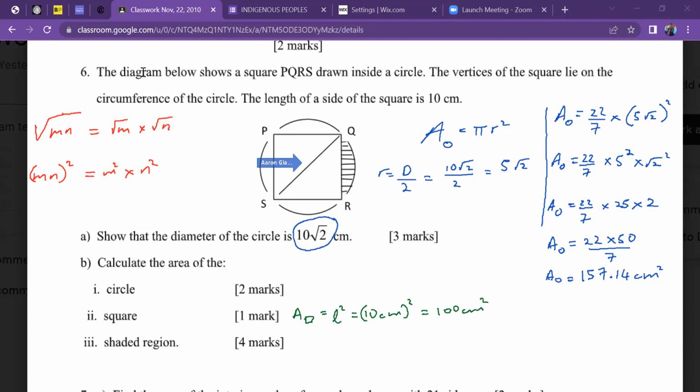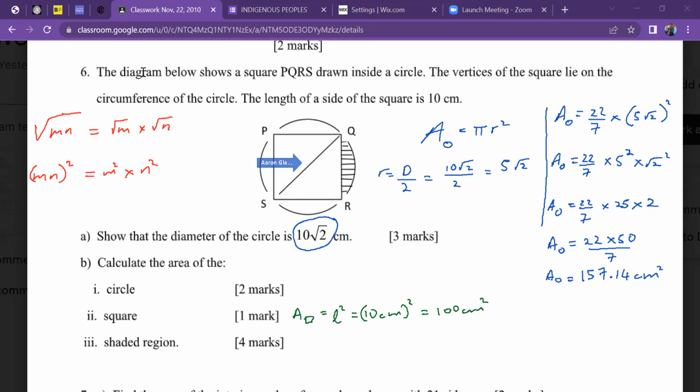All right, sir. Let's see. As what she said, minus the area of the square from the area of the circle. But I think we should also multiply it by what? A quarter? Multiply it by a quarter, or in other words, divide it by 4. Yes, sir. That's correct. Okay.